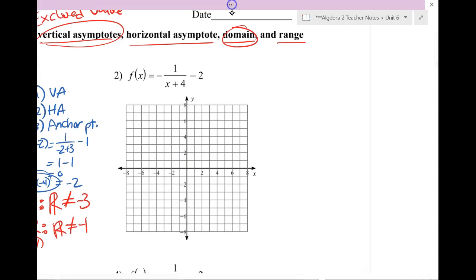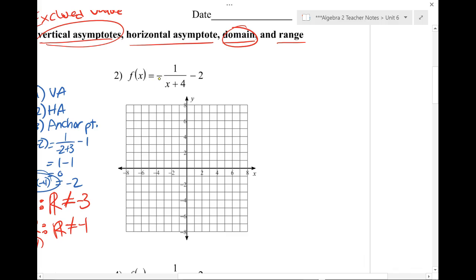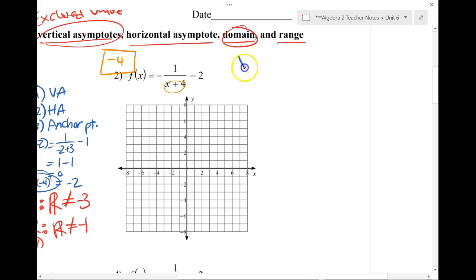So first thing we want to find is our point, our excluded value. So we go to our denominator here, and we say, oh, well, -4 will make it undefined. So there's our excluded value, or point of discontinuity. Then we find our vertical asymptote. Vertical asymptote is x is the liar, so -4. Horizontal asymptote is y equals -2.